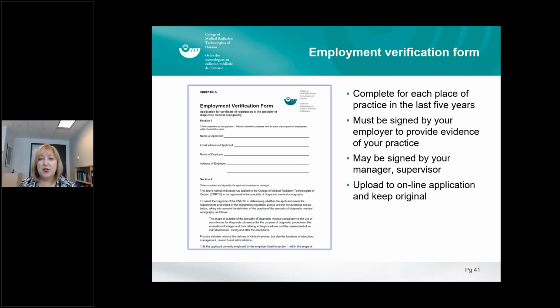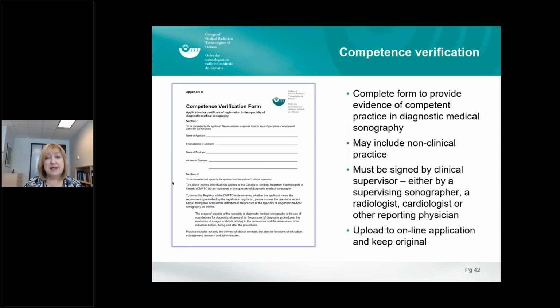Here's the employment verification form. You need to complete it for each place of practice within the last 5 years. And it must be signed by your employer to provide evidence of your practice. It can be signed by your manager or supervisor, and you can upload it through the online process and keep the original. So we may ask to see the originals at some point, so you just hold on to them in case we do ask. But really what's happening here is we're relying on your employer to confirm that you have in fact been working in the profession.